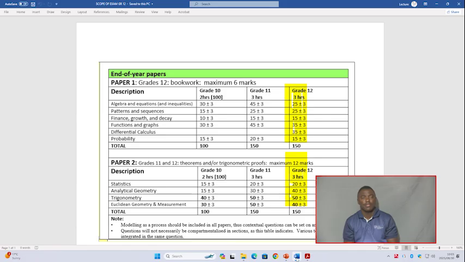Finance, growth and decay, usually that is 15 marks, plus minus 3. Patterns and sequences is 25 marks. When it comes to finance, growth and decay, you can look at half the marks being grade 11 work, half the marks grade 12 work. Functions and graphs is 35 marks, plus minus 3.